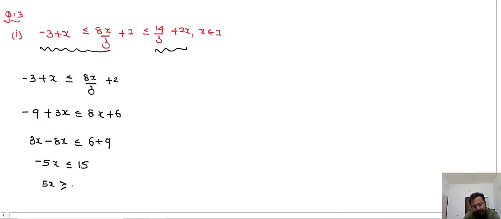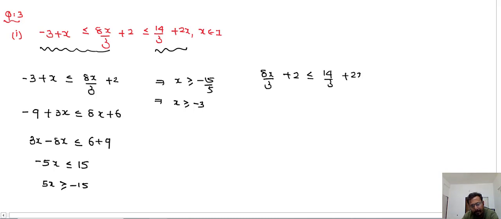Now same, we have to compare the last two portions, 8x by 3 plus 2, which is less than equal to 14 by 3 plus 2x. Just take 3 as the LCM. So what happened? 8x plus 6, here 14, and here also 6x. Now the variable on the left side, so 8x minus 6x. So 2x less than equal to 8. x is less than equal to 4.